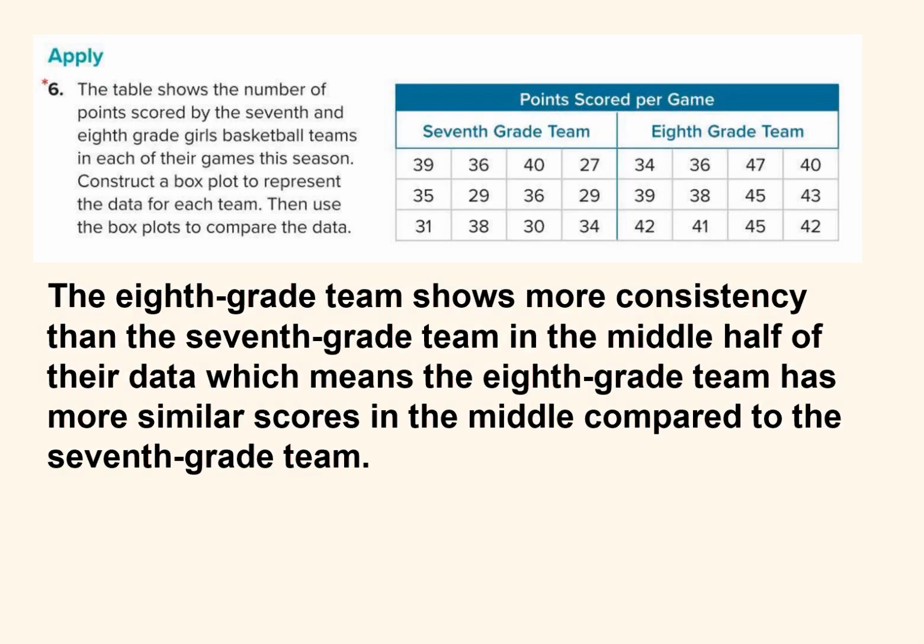Last step in that question, let's compare the data. After drawing the box plots for each team, we have noticed that the 8th grade team shows more consistency than the 7th grade team in the middle half of their data. What do I mean by that? It means the 8th grade team has more similar scores in the middle compared to the 7th grade team. So this is a clear explanation or conclusion you can use to end your work.